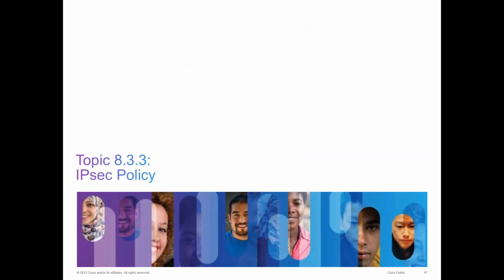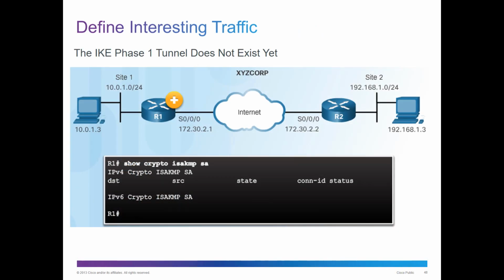So moving on, we have our actual policies. If we're discussing phase 1, we could do a show crypto ISAKMP SA. That will show us the appropriate tunnels for phase 1 if they exist yet. In this example, nothing currently exists, so nothing is currently there.